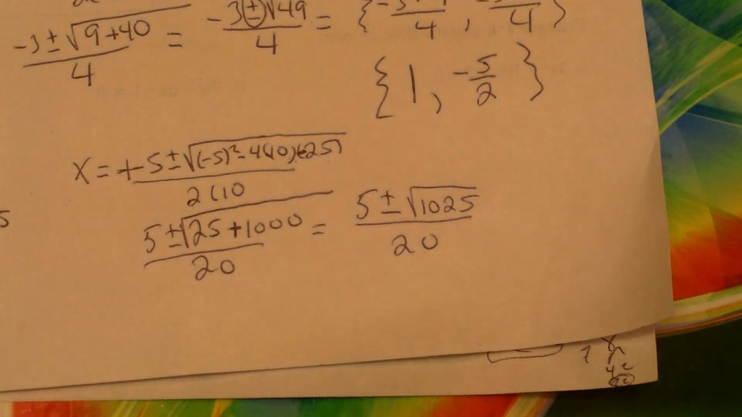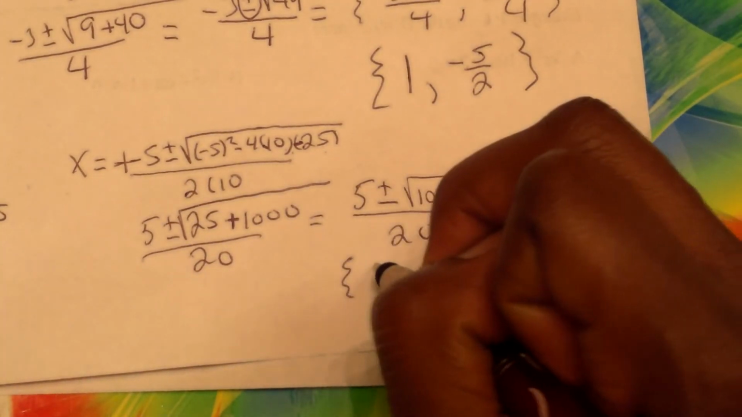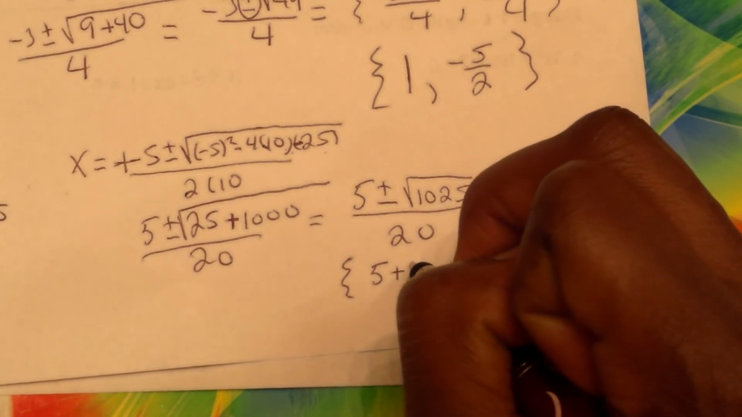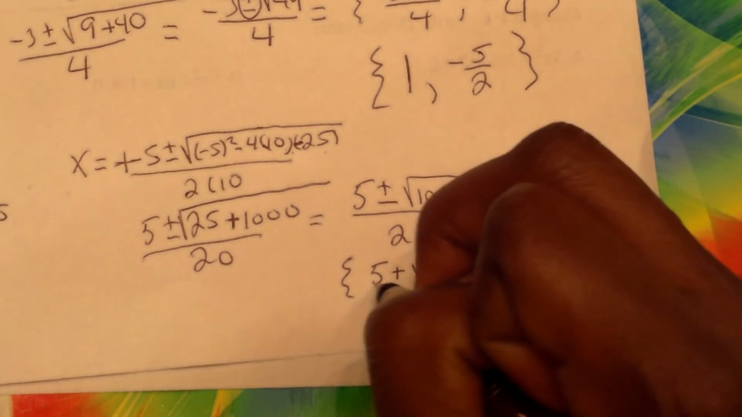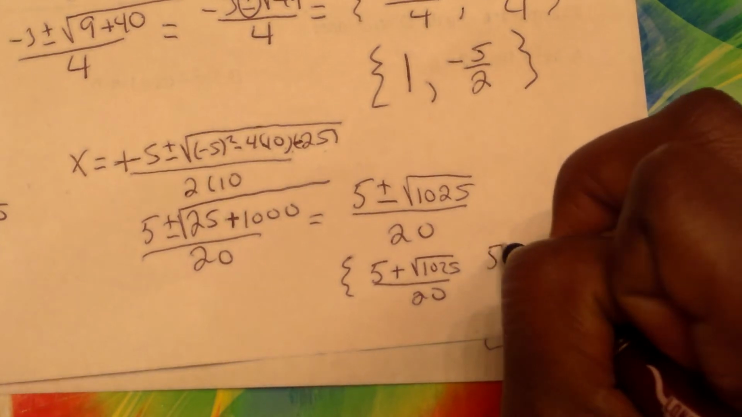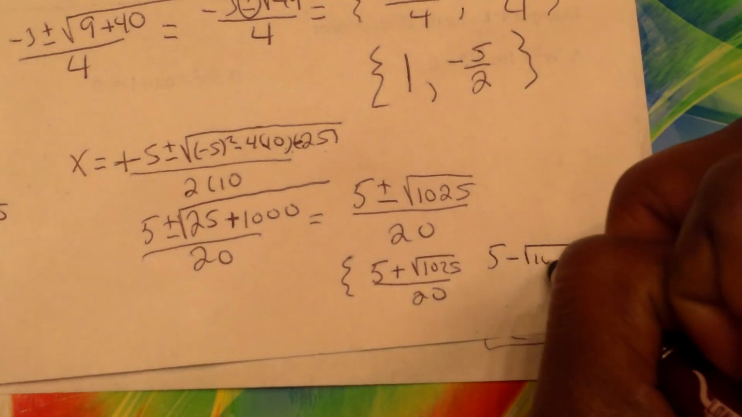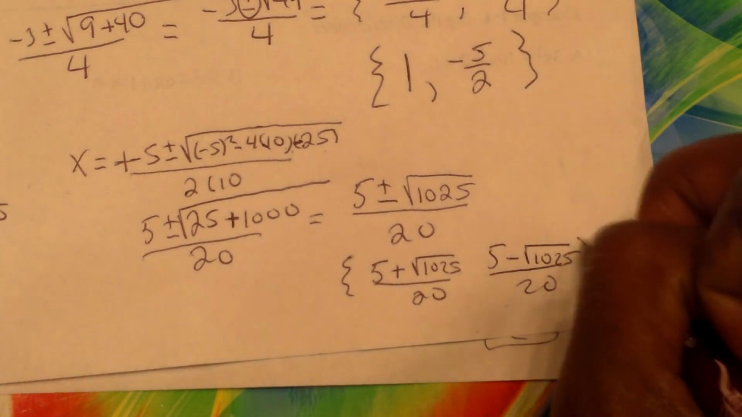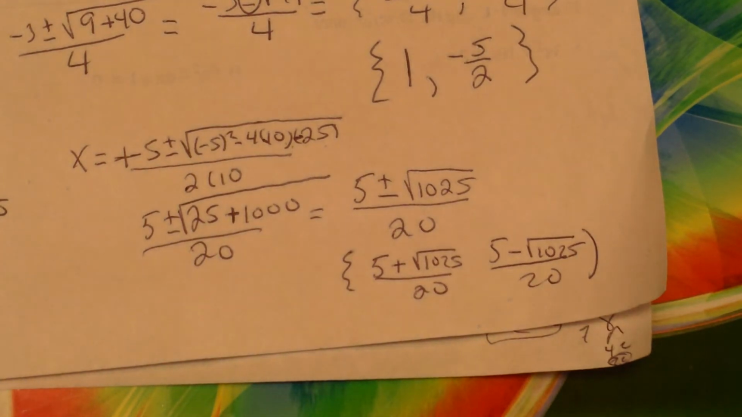That's another estimate. So when we split it, the estimate is 5 plus the square root of 1025 over 20 and 5 minus the square root of 1025 over 20. So that square root of 1,025 is about 32.01.